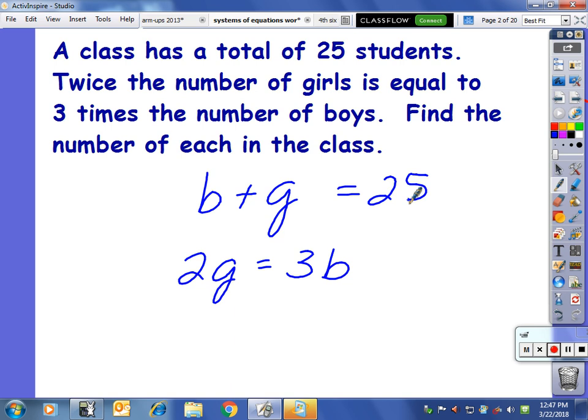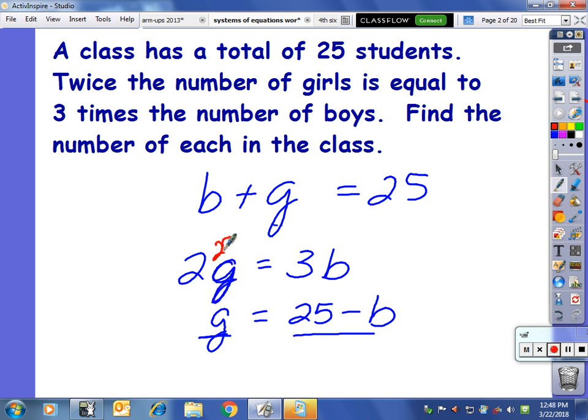Okay, now, to make substitution work, you need to have one letter all by itself. So you need to kind of move something around on the top equation. Either move the G to the other side or the B to the other side. Which do you want to do? The B. Okay, so I'm going to modify this top equation to make it say G equals 25 minus B. Are you okay with that? Now, that means now I know that G is the same thing as 25 minus B. You see this G right here?